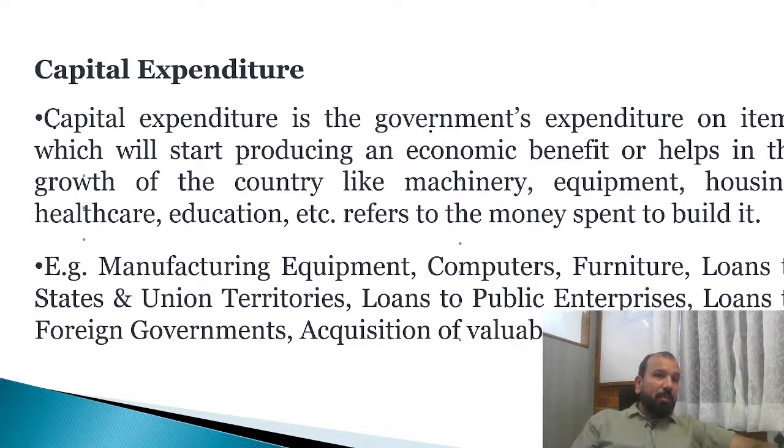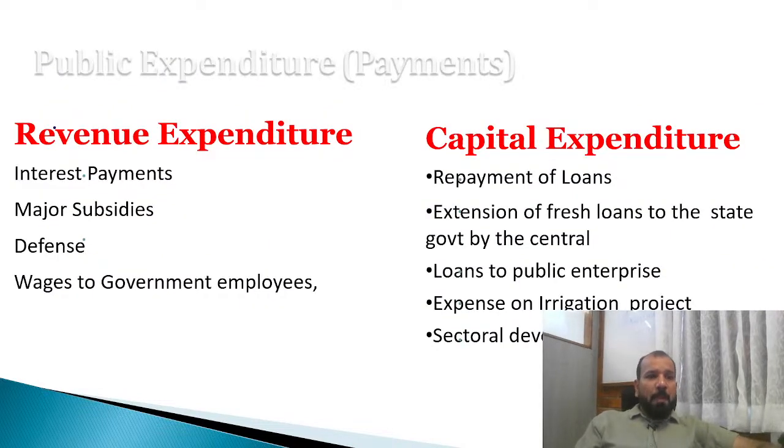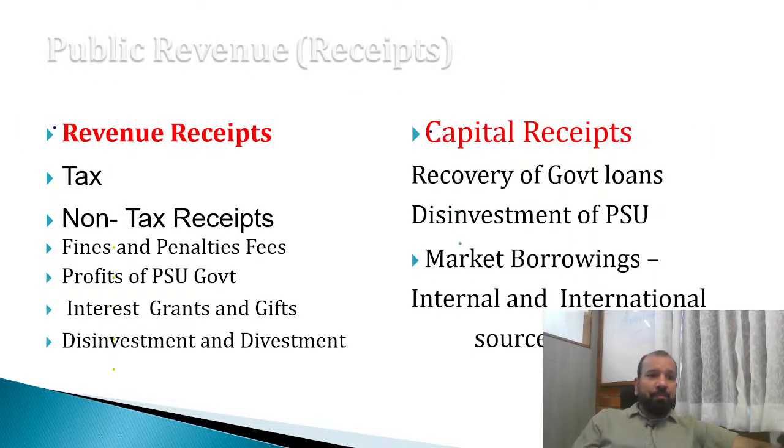Capital expenditure is created on the long-term assets. So we have discussed here revenue expenditure: interest payment, major subsidies, defense. Capital expenditure: repayment of the loans, extension of the fresh loans, loans to the public enterprises. All these things come under the capital expenditure. Then we come to the revenue.